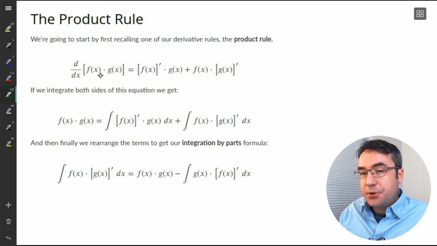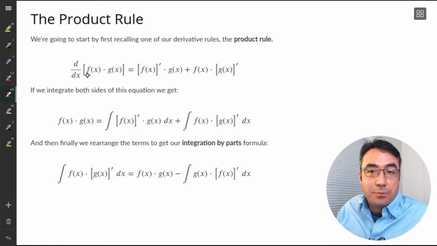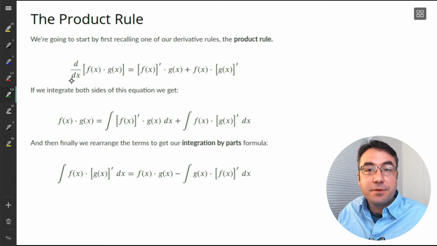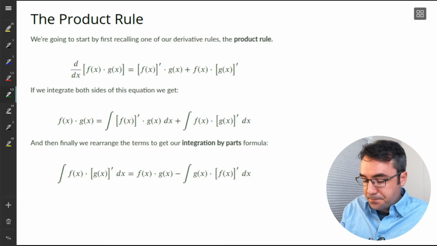It allowed us to take, if we had the product of two functions, so f times g of x, and we wanted to calculate their derivative, well, the product rule allowed us to do that. So we would do the derivative of the first function times the second function plus the first function times the derivative of the second function. And that was our product rule.